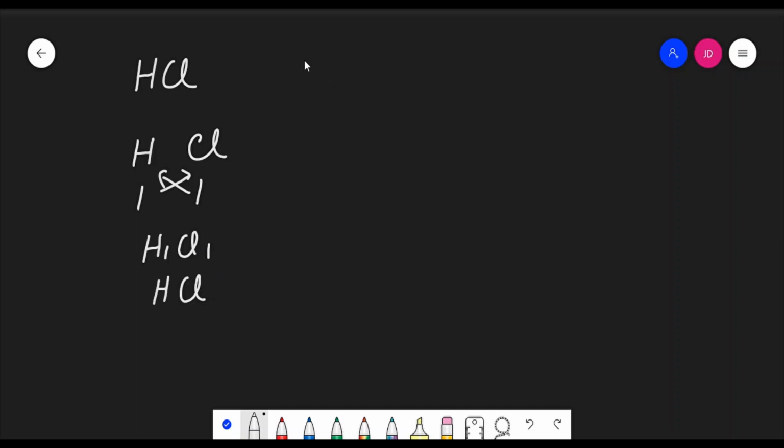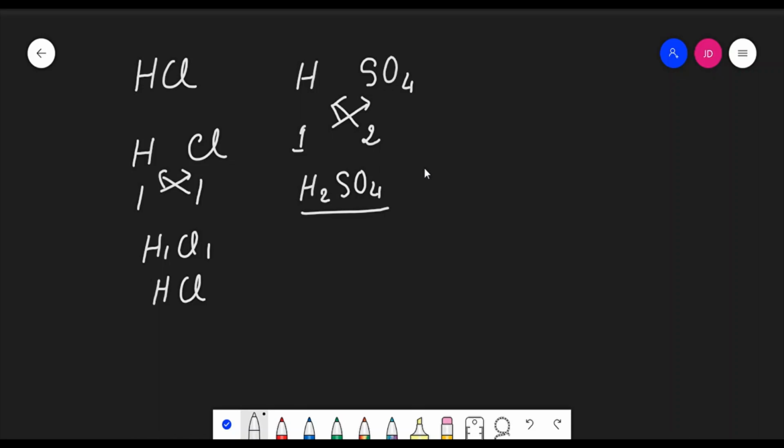Let's try for some more. Hydrogen and sulfate, let us say HSO4. H valency is 1, SO4 valency is 2. So if you cross it, what will you get? H2SO4, and the name of this is sulfuric acid. We don't call it hydrogen sulfate, we call it sulfuric acid. Same goes for HNO3. NO3 valency is 1, H valency is 1, so if you cross it, we get HNO3.